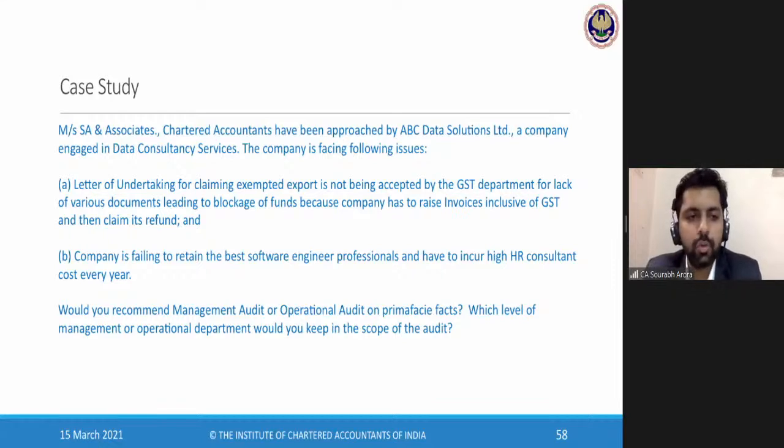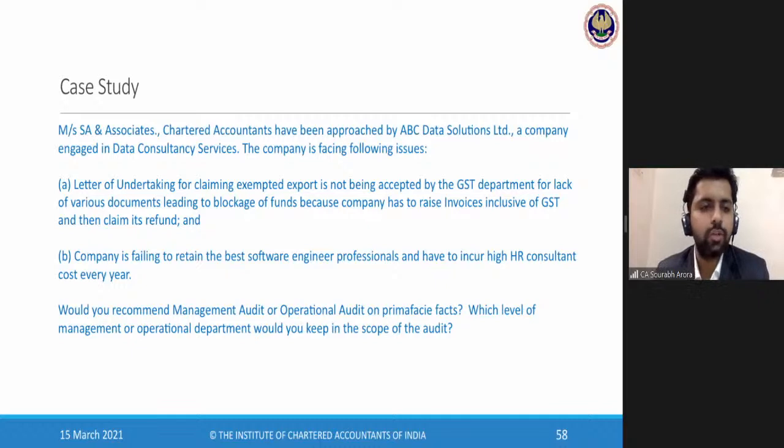No. So someone has answered that in case A, the management audit will be recommended, and in case B, operational audit will be recommended. No. If you see the second case, the company is failing to retain the best software engineer professionals and has to incur high HR consultant cost every year. So here, operational audit will be recommended because this seems to be the lack of the HR department in retaining the best software professionals, and in the first case, letter of undertaking for claiming.